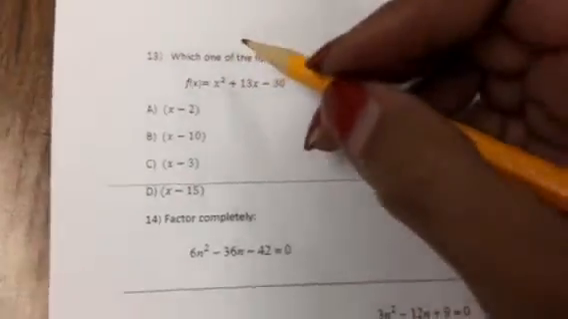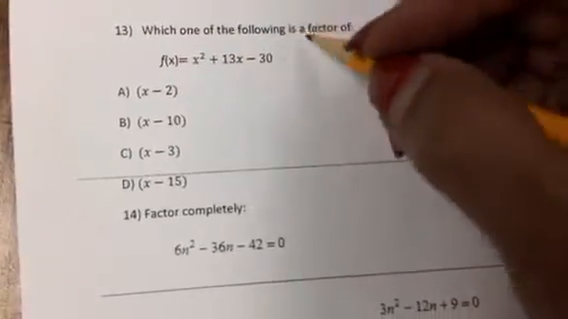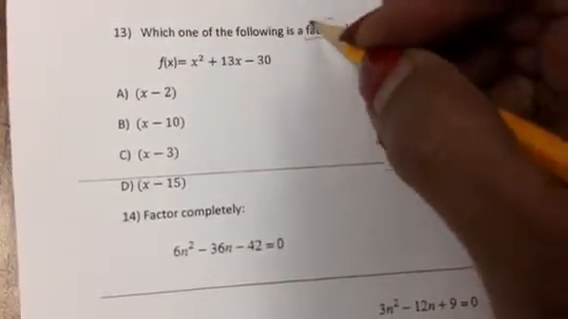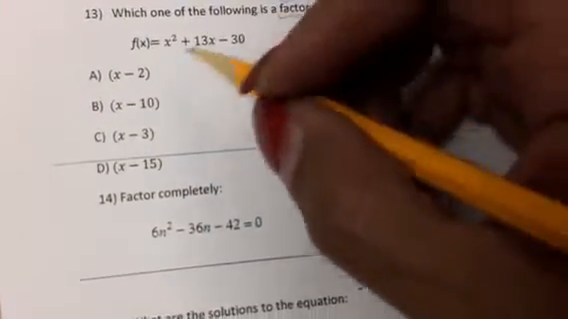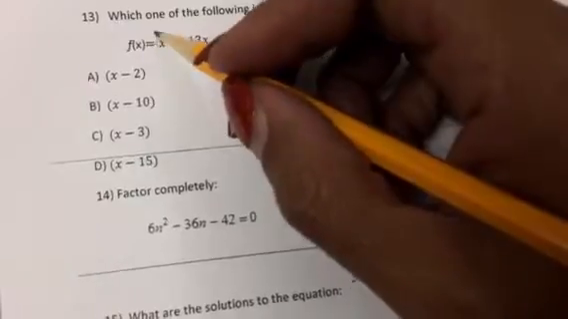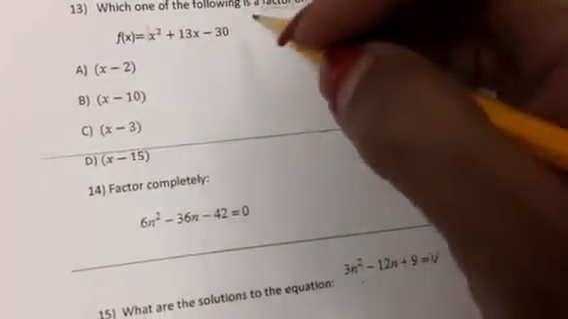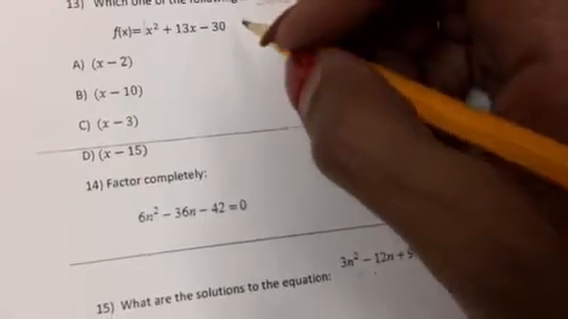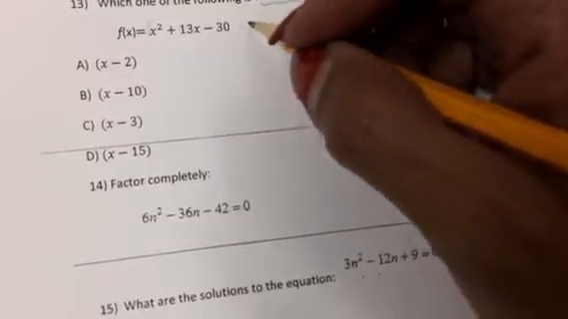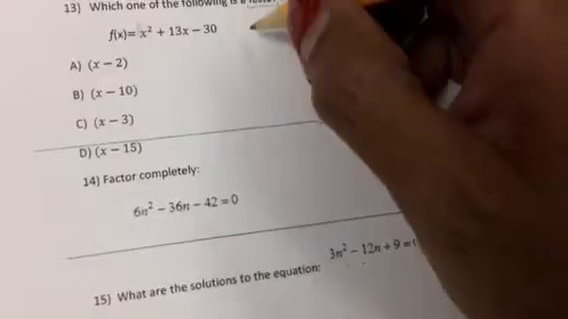Now, number 13 says, which one of the following is a factor? There's that word. If it's asking me which is a factor, it's also telling me to factor. Now, I noticed that this one, there's a 1 here. If there's a 1 there, I can use the easy method. The X method is the easy method. The X method, not X box, just the X method.